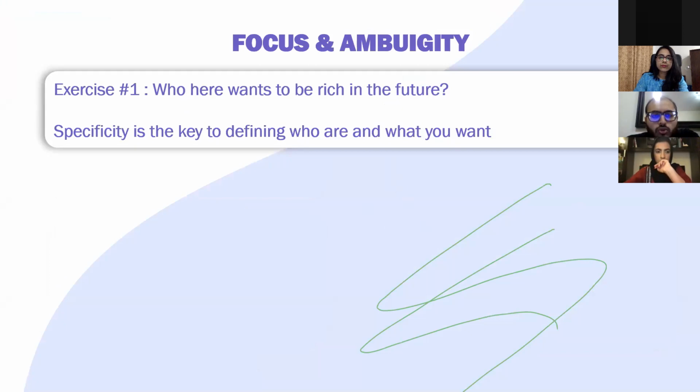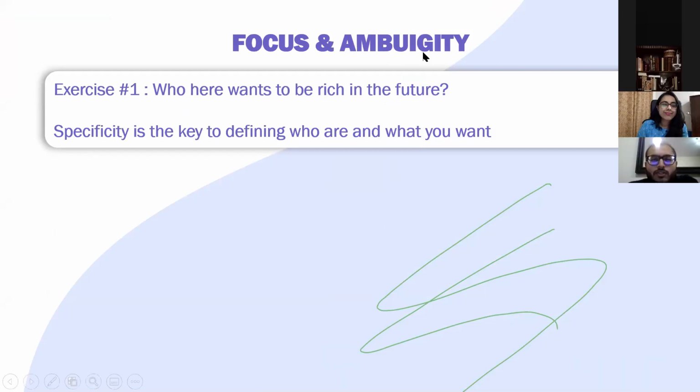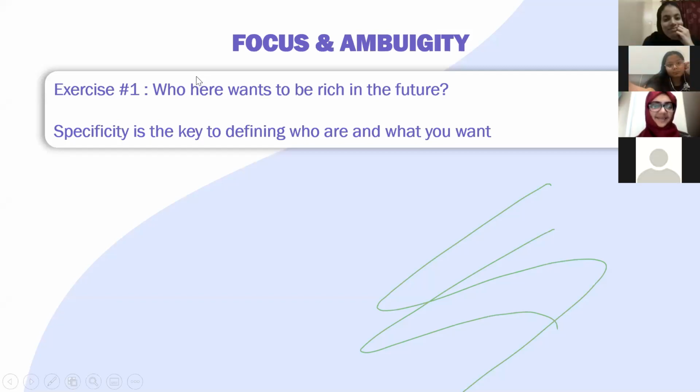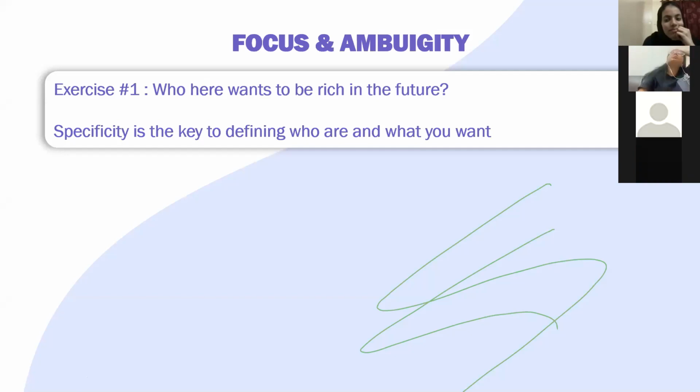So who here wants to be rich in the future? Anyone want to raise their hand now? Seriously, nobody wants to make money? Okay. Who's talking? Sorry. I think there are other things we can go after as well, but sure, okay. I'm just saying, who here wants to be rich in the future? Can I have someone who will speak up?